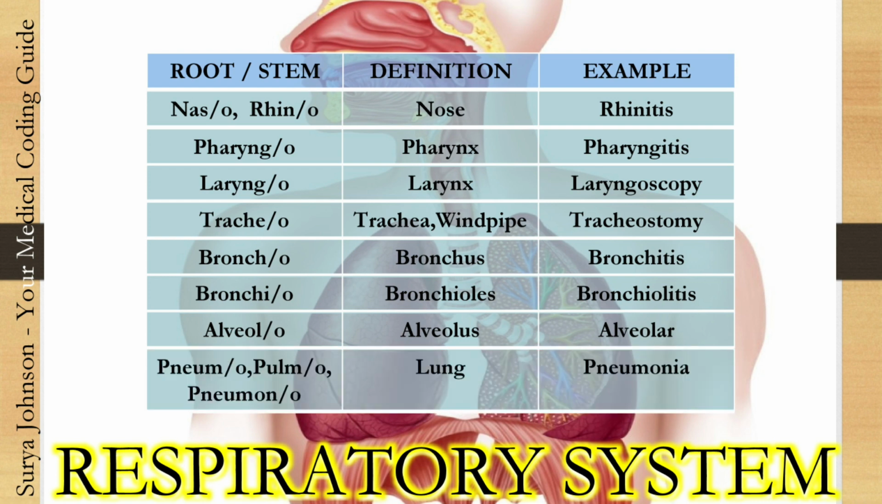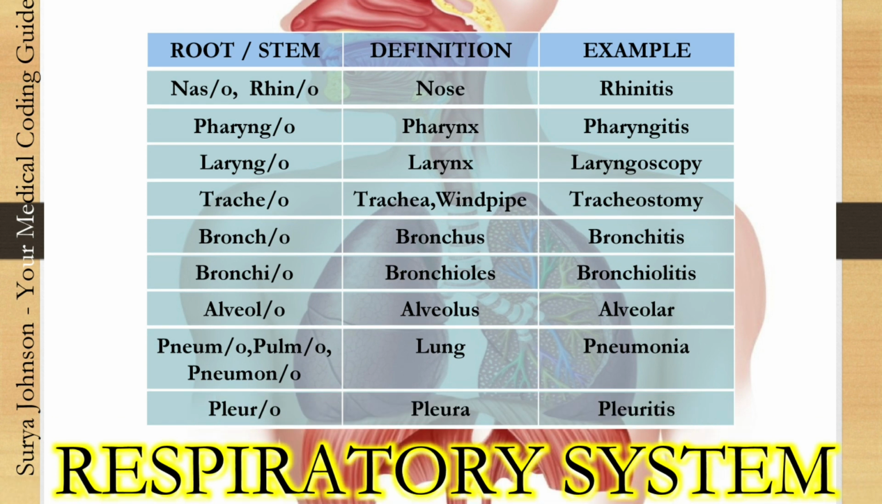The next one, pneumo or pulmo or pneumono. All these three mean lung. Pneumonia means disease of the lung. The next one is pleuro. Pleuro means pleura, the outer covering of the lungs. Pleuritis, also known as pleurisy, means inflammation of the pleura.